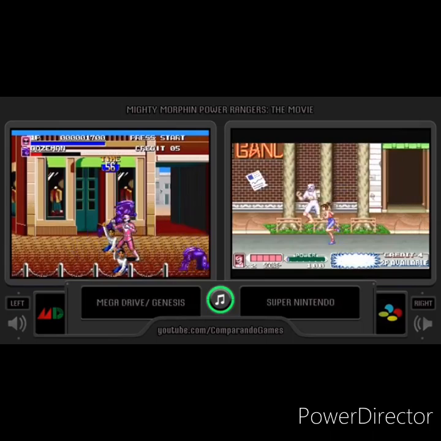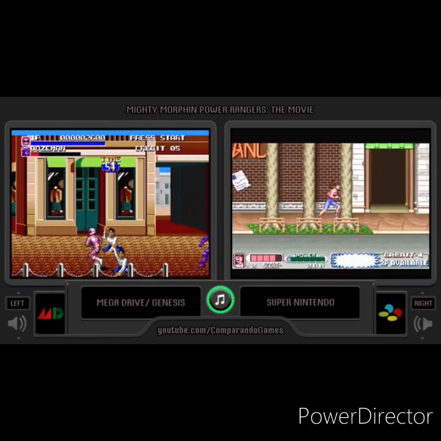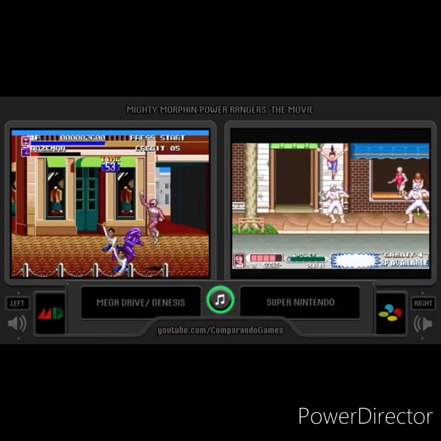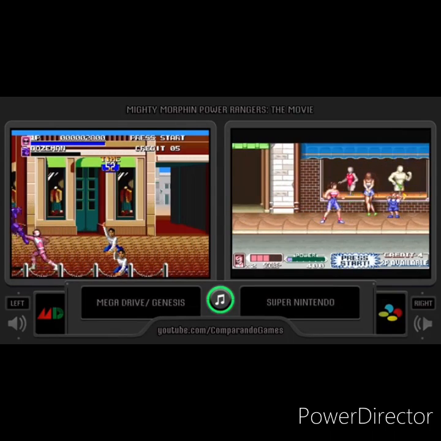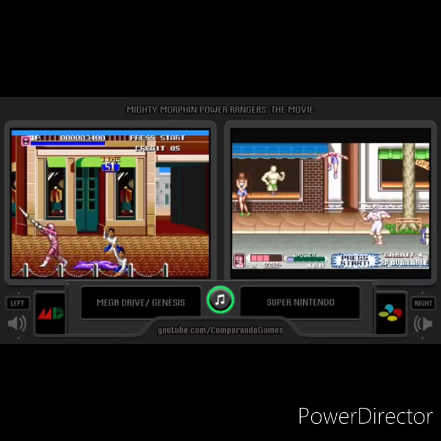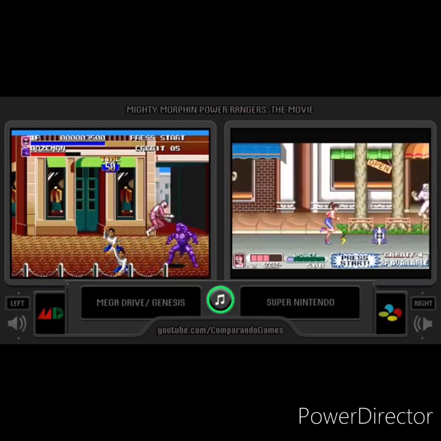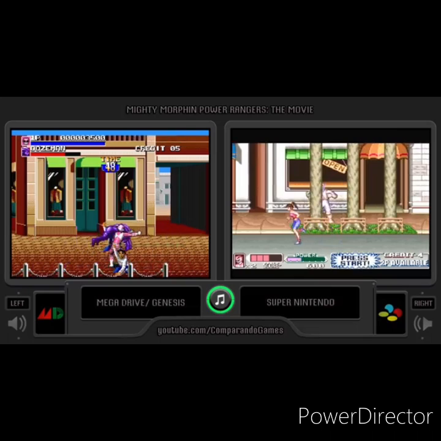It seems like both of them chose Kimberly. What I like is on the Sega game you already have Kimberly already morphed, as on to the Super Nintendo side, she's normal.